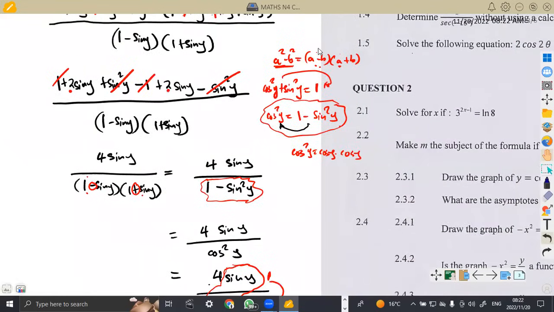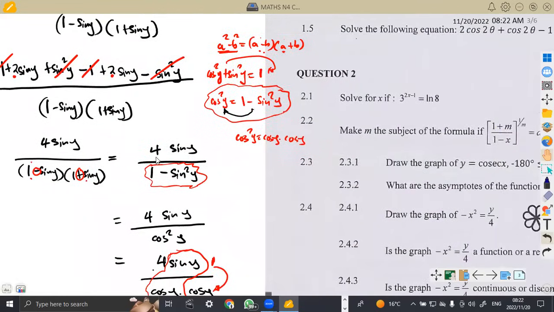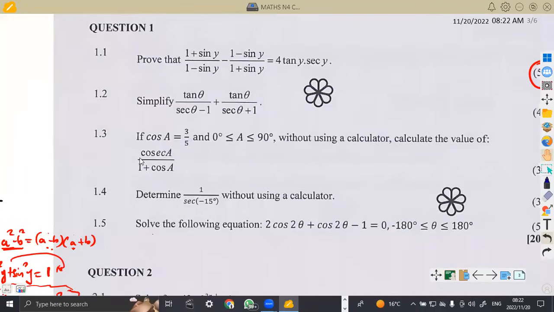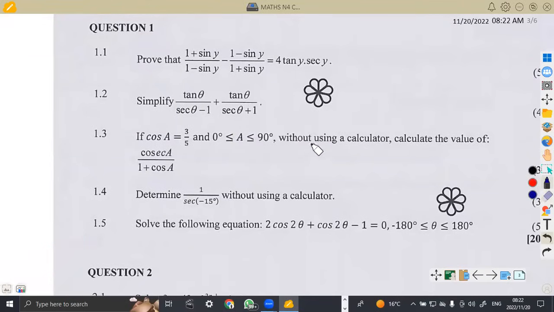Trigonometry. Please make sure that you understand the questions that you're given. Okay, so without wasting much time, let's move on to 1.2. So 1.2 was for us to simplify. So I'm just going to remove this part so that we can simplify. Okay, so simplify the following.